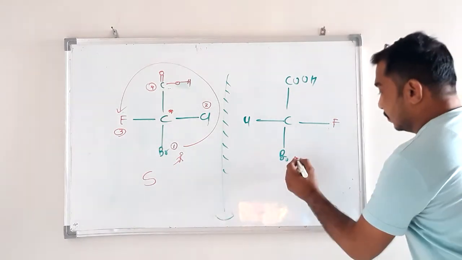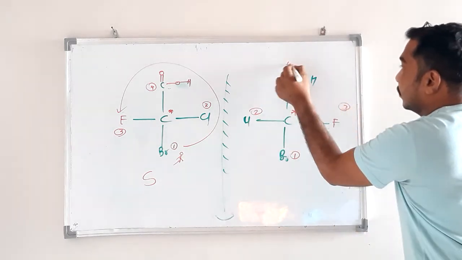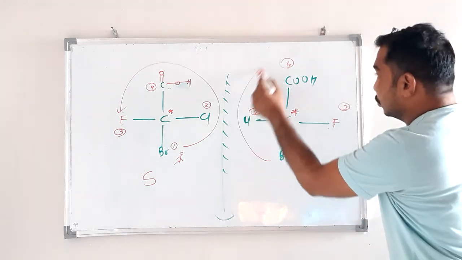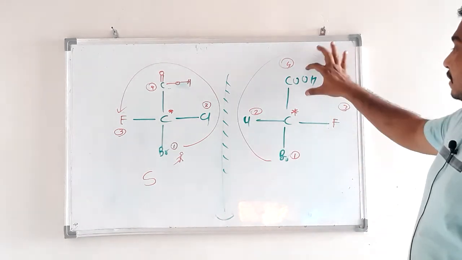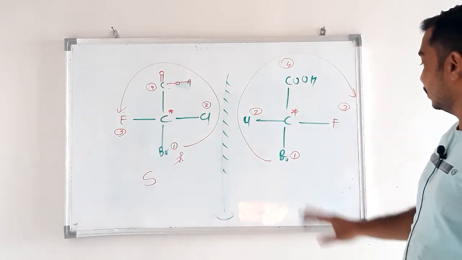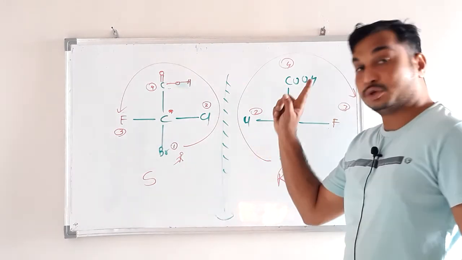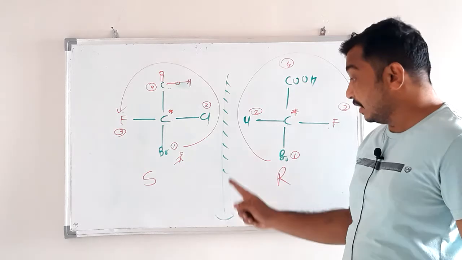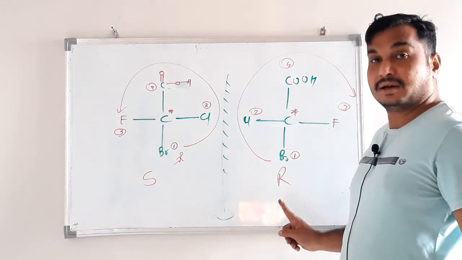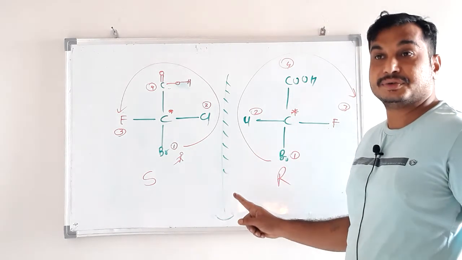Here, the chiral carbon atom has groups 1, 2, 3, 4. Then start moving 1 to 2, 2 to 3. The lowest priority group is on the vertical side, meaning the back side, no problem. So R. See, these two compounds are enantiomers of each other, and enantiomers have opposite configurations. One enantiomer is S, the other R. So these are the RS notations.